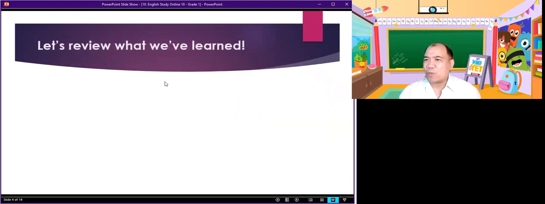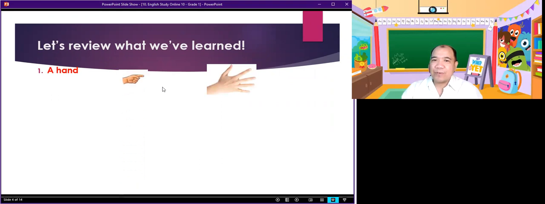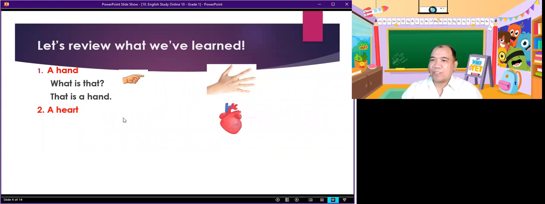Okay, let's review what we've learned as well. We have words that we have learned last week. A hand. What is that? That is a hand. A heart. What is that? That is a heart.